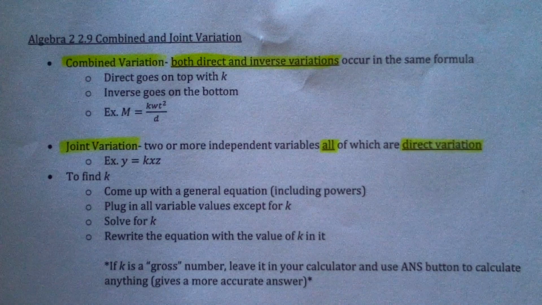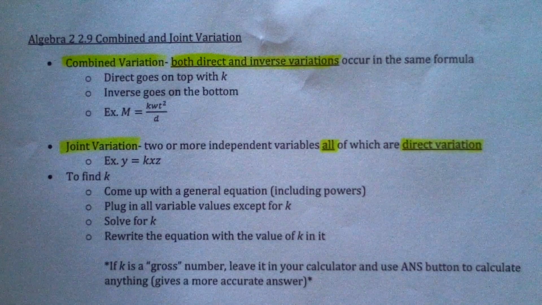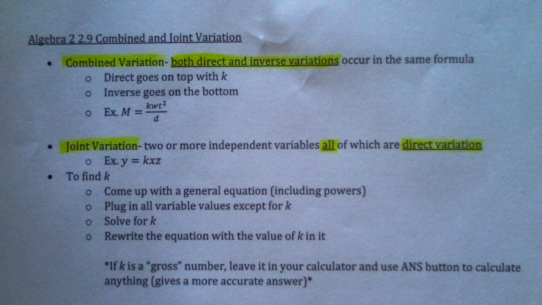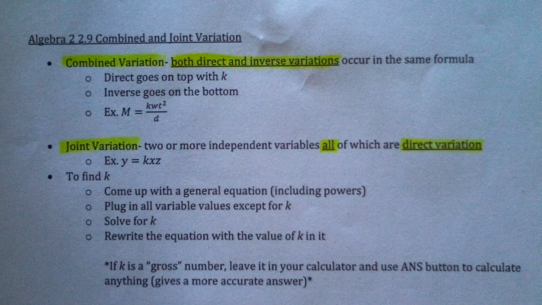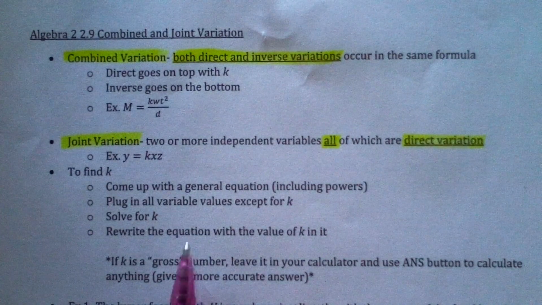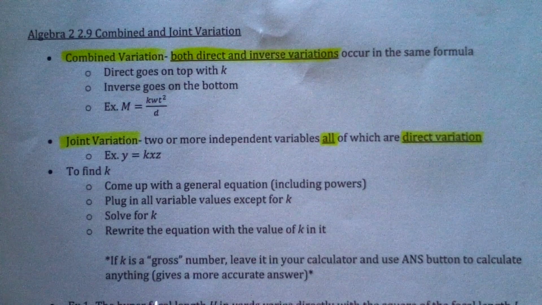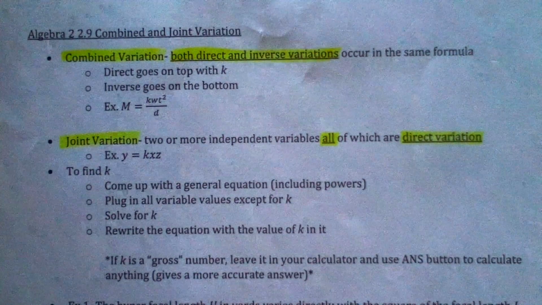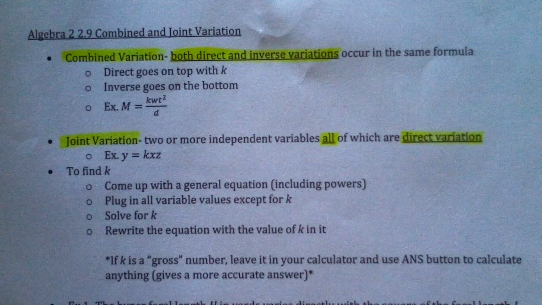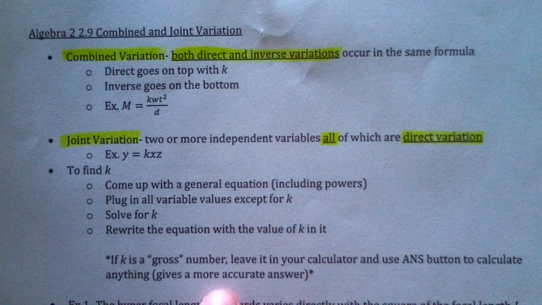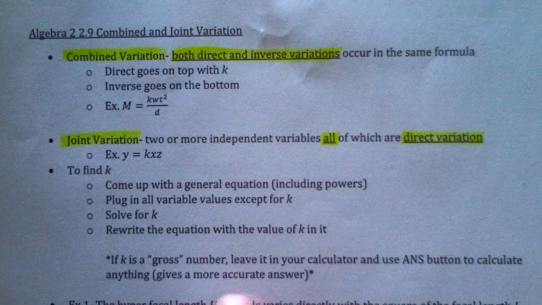Our plugging in and finding the k's is exactly the same. You get the information that they give you, plug it in, solve for the k. Only difference here when we do solve for our k, because there's a lot of variables that we're going to be putting in there, sometimes we're going to get a real gross number for our k value. Instead of trying to round that and then doing math with the rounded number, you're just going to leave it in your calculator and then use the ANS button, which is the answer button. That's going to give you a much more accurate answer, and I'll show you how to do that as we do some of these.